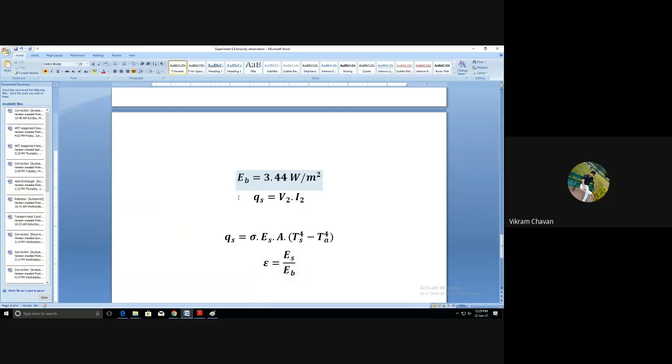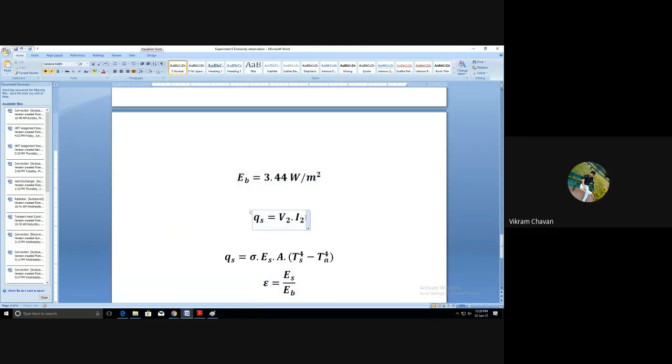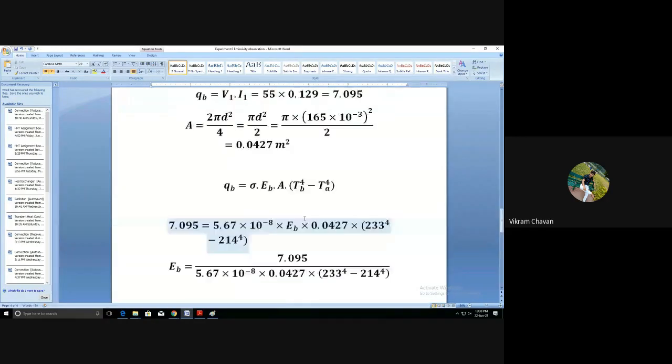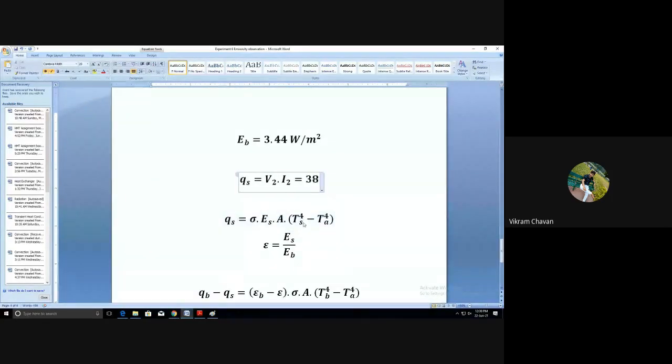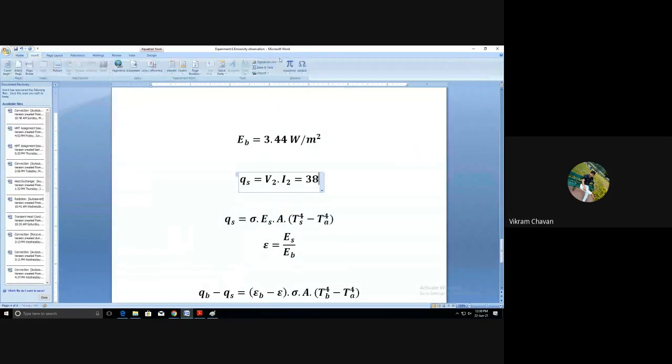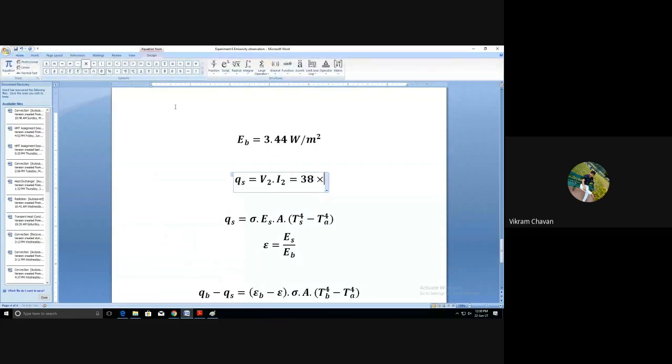Now second, we have to do the same calculation for the plate. Q suffix x, V2. V2 is equal to 38 multiplied by 0.111. Do the calculation and please let me know this value, Q suffix s. Is everyone getting this? Q, E suffix B, emissive power of a black body, is equal to 3.44.